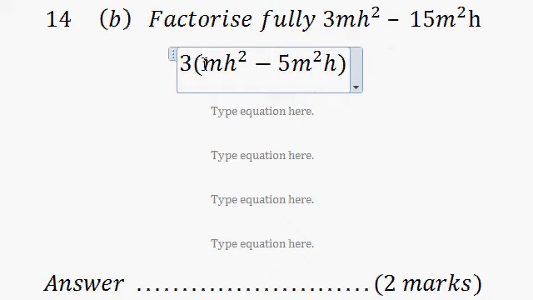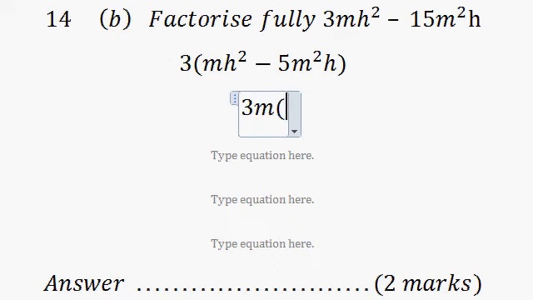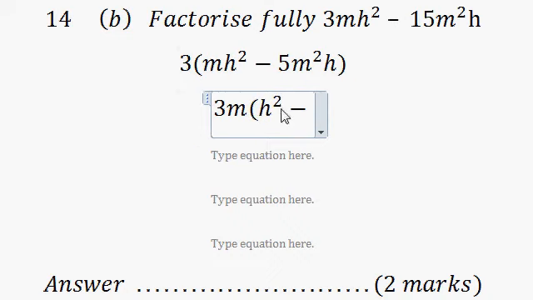Now let's see what else we can factorize. We did one thing, but it says factorize fully, so it's a big clue that there's something else we have to do as well. Does mh squared and minus 5m squared h have anything in common? Yes, they both have m, so we can factorize that out. So instead of writing 3 outside the bracket, we're going to write 3m, open bracket. So mh squared divided by m is 1h squared, or simply h squared, we can say.